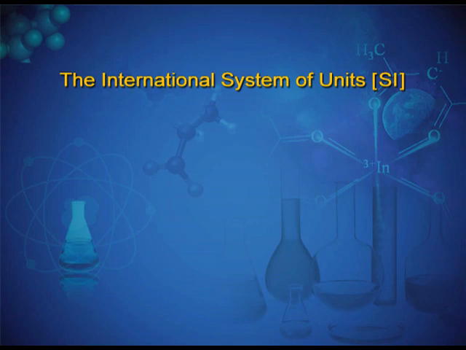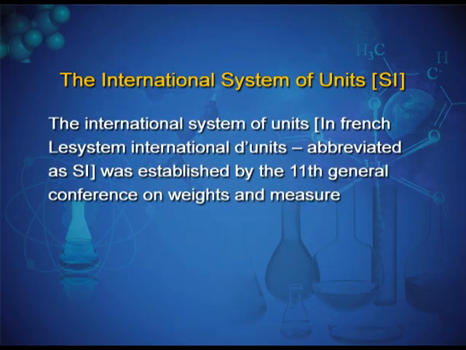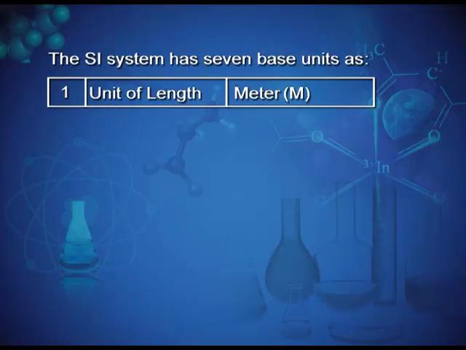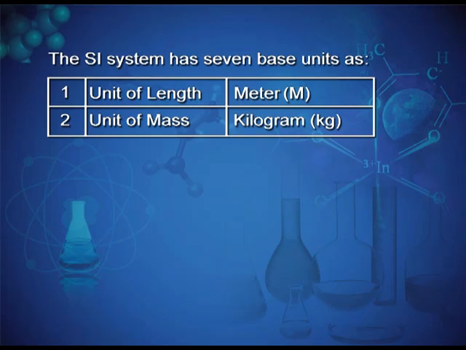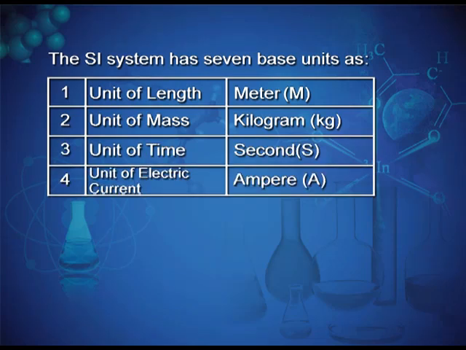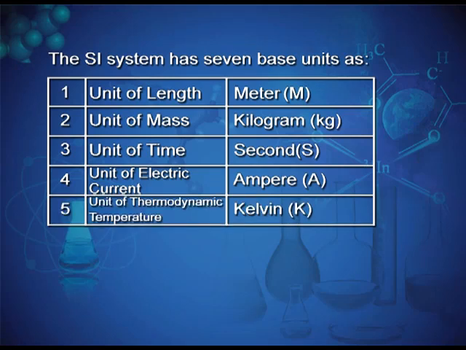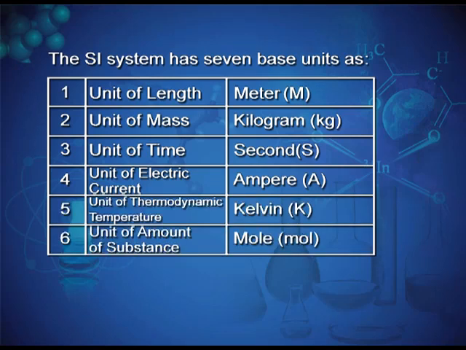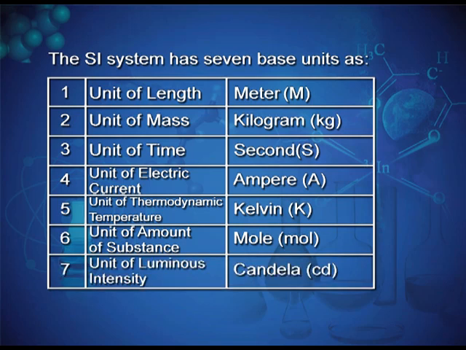The International System of Units, that is SI. The International System of Units was established by the 11th General Conference on Weights and Measures. The SI system has seven base units: the unit of length is the meter, the unit of mass is the kilogram, that is kg, the unit of time is the second, the unit of electric current is the ampere, the unit of thermodynamic temperature is the kelvin, the unit of amount of substance is the mole, and the unit of luminous intensity is the candela.